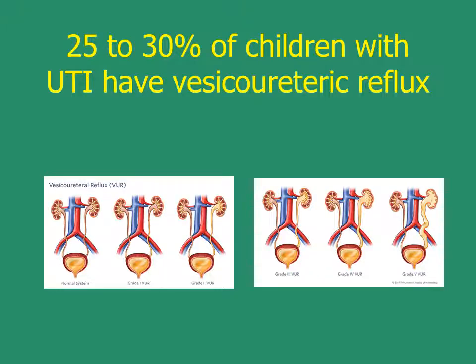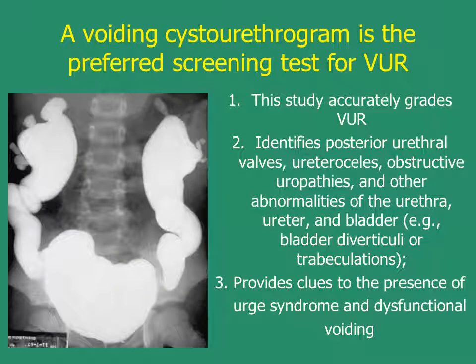It has been shown that 25 to 30% of children with UTI have vesicoureteric reflux. Voiding cystourethrogram is the preferred screening test for vesicoureteric reflux. This study accurately grades vesicoureteric reflux, identifies posterior urethral valves, ureteroceles, obstructive uropathies, and other abnormalities of the urethra, ureter, and bladder, for example, bladder diverticuli or trabeculations, and provides clues to the presence of urge syndrome and dysfunctional voiding. The procedure is invasive and costly and exposes the child to radiation.